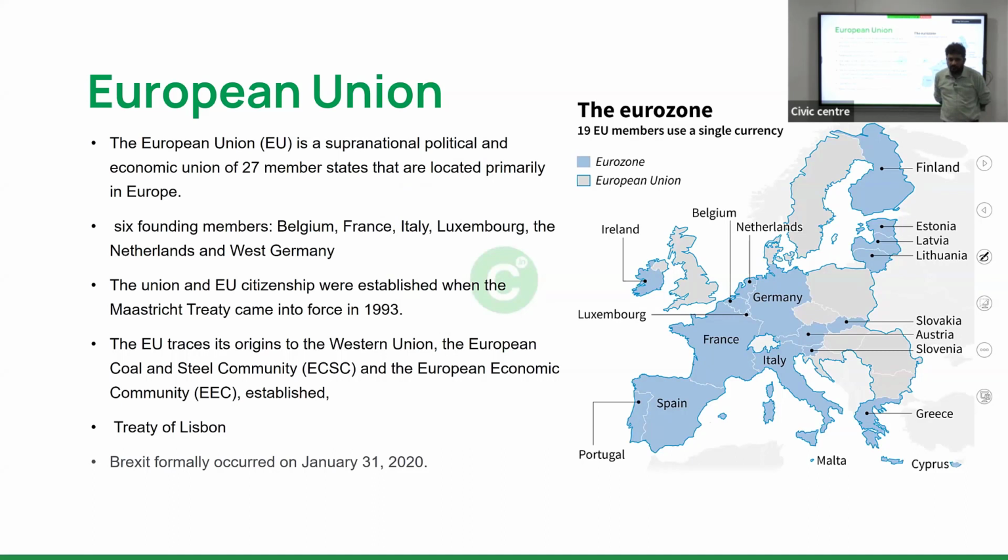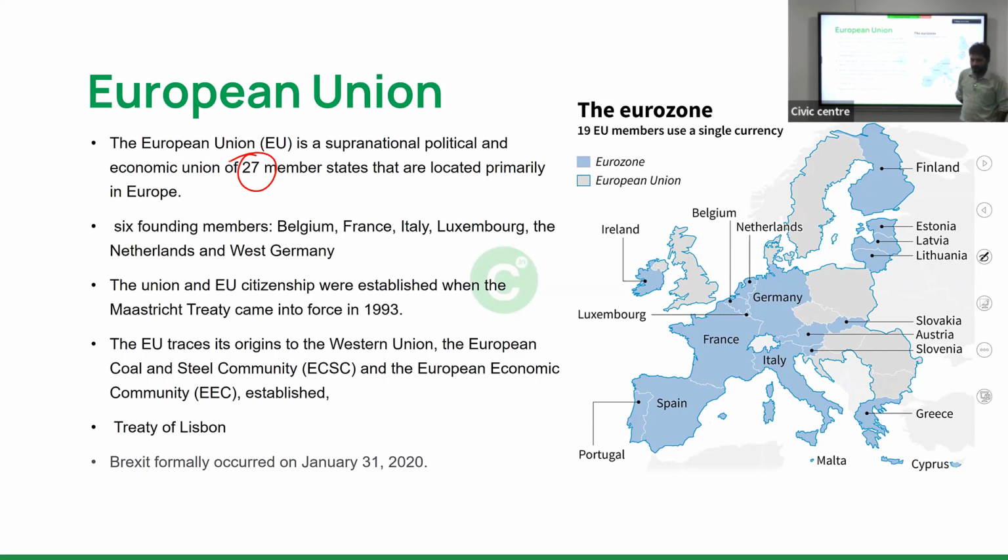As of now, there are 27 members. After the exit of UK, now the European Union consists of 27 members. Now UK is not a member. Brexit happened formally on 31st January 2020. Because of Brexit, 3 prime ministers have been changed, you know.